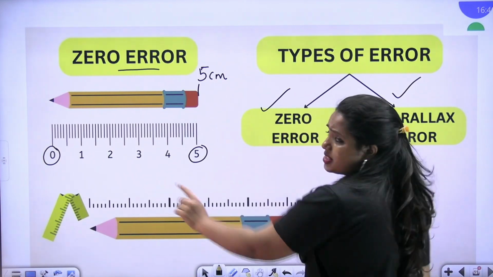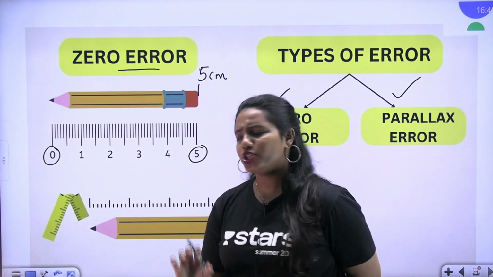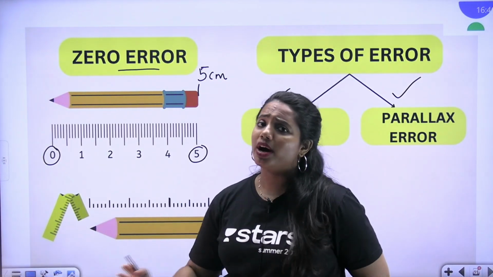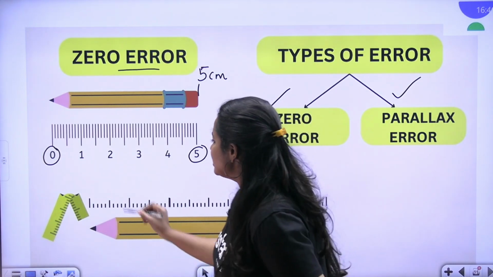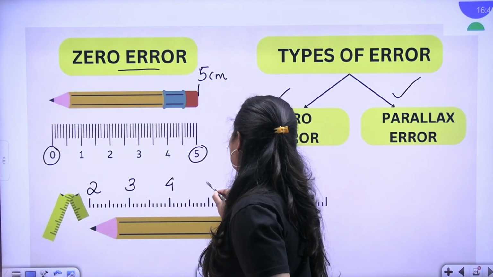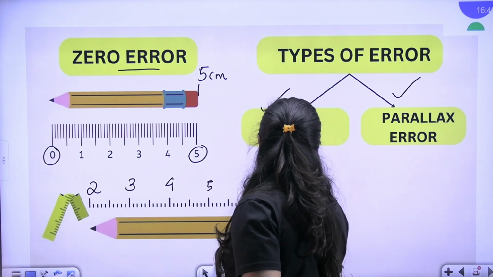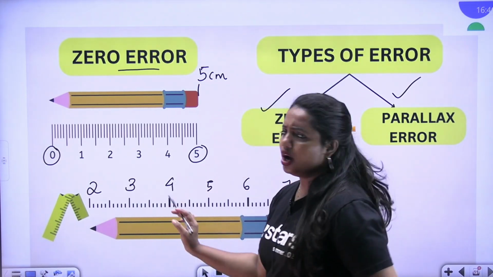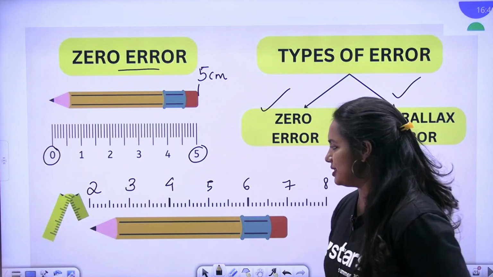You can see the scale is actually broken. So at this point, you have to understand that the 0 marking is not visible. I can only see from number 2. So this is number 2, this is number 3, this is number 4, 5, 6, 7 and 8. So now how am I going to measure the pencil?